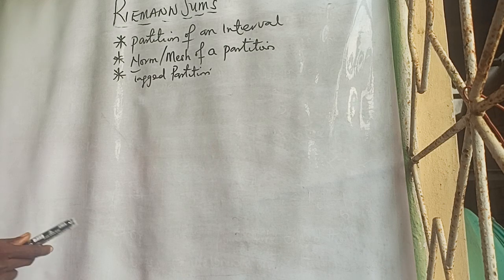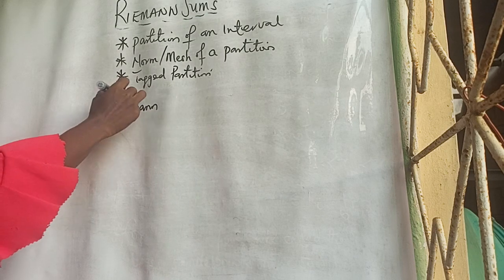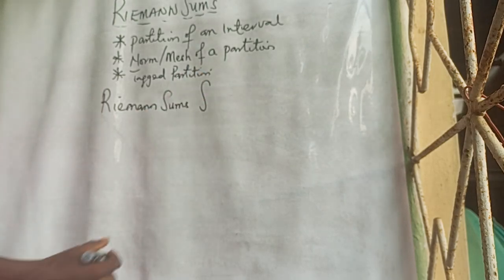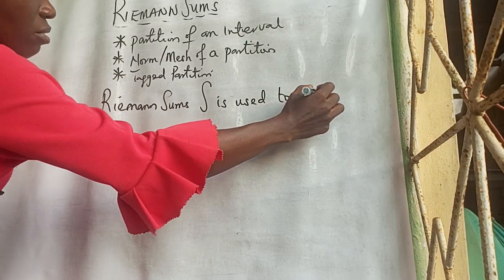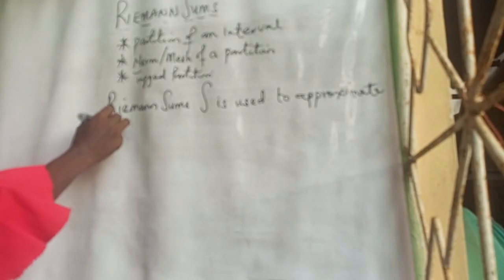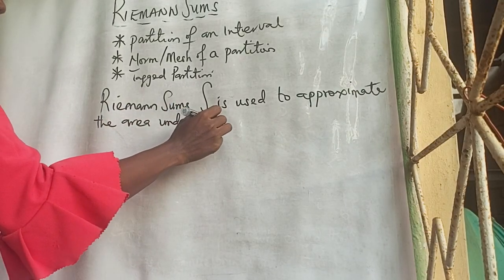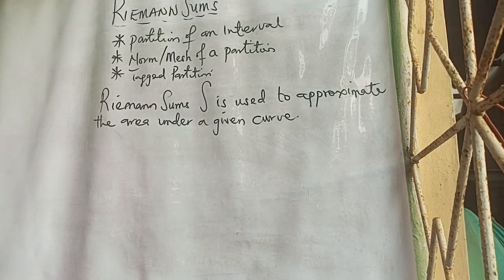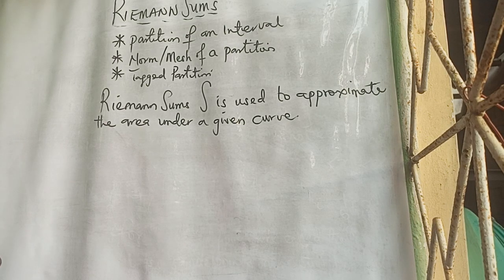Remember, we have said that the Riemann sum, which we can denote as S, is used to approximate the area under a given curve. The Riemann sum is used to approximate the area under the given curve.